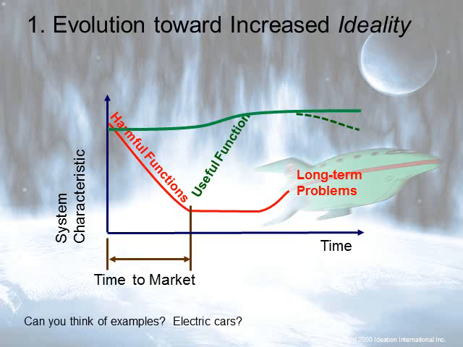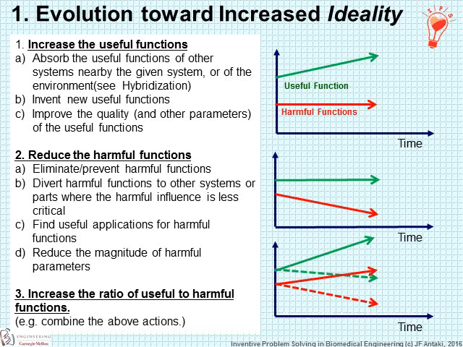So as systems evolve in a positive sense, typically the useful functions will increase according to that S-curve, and harmful functions will decrease. And that's this principle of increased ideality. So if you were to start with an existing technology and want to improve it according to this principle, you would either want to increase the useful functions, reduce the harmful functions, or somehow increase both or decrease both such that their ratio increases.